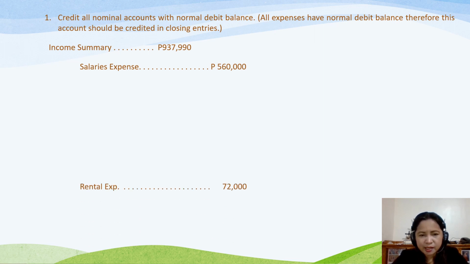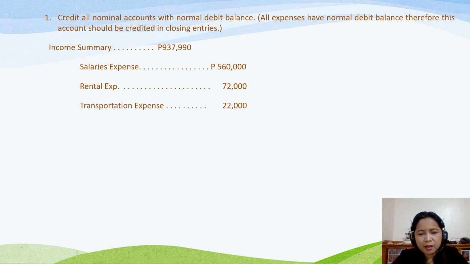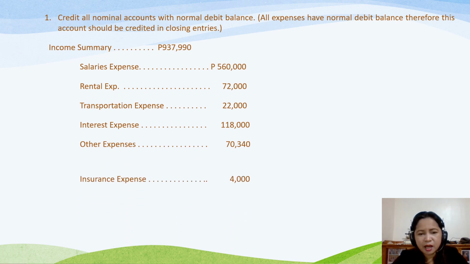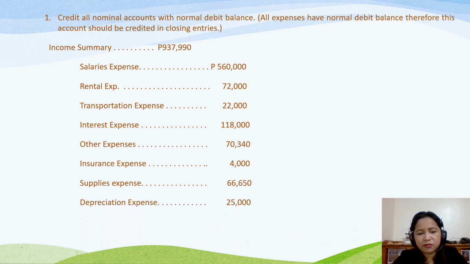So credit salaries expense 560,000, credit rental expense 72,000, transportation expense 22,000, interest expense 118,000, other expenses 70,340, insurance expense 4,000, supplies expense 66,650, depreciation expense 25,000, and then get the total of these amounts, then debit the income summary 937,990. So the next is to close the income summary.